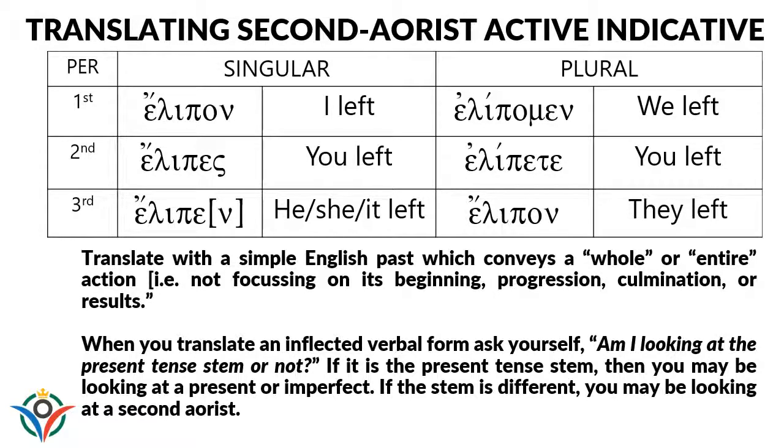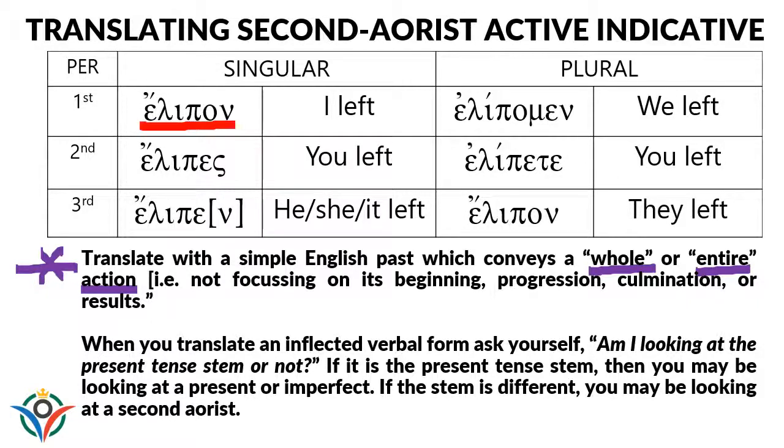Let us now quickly talk about how we would translate the second aorist active indicative. We're going to translate it very much like we did with the first aorist active, which means that we're going to translate it with a simple English past action, which conveys a whole or entire action, not focusing on its beginning, progression, culmination, or results.